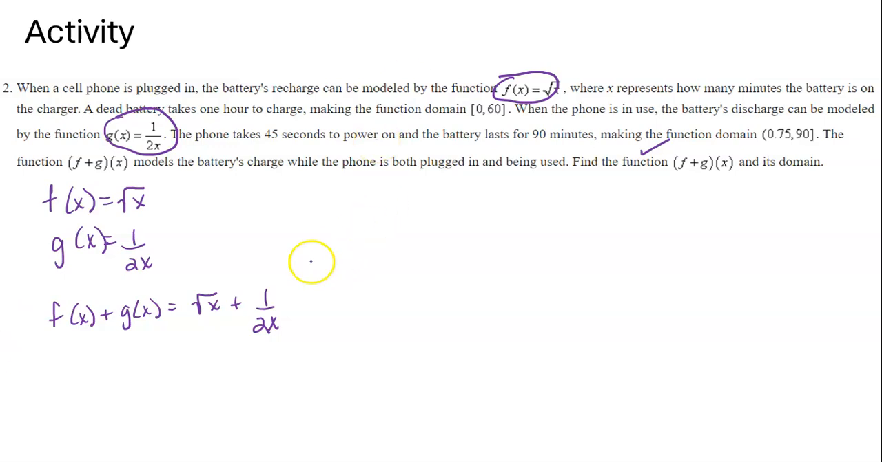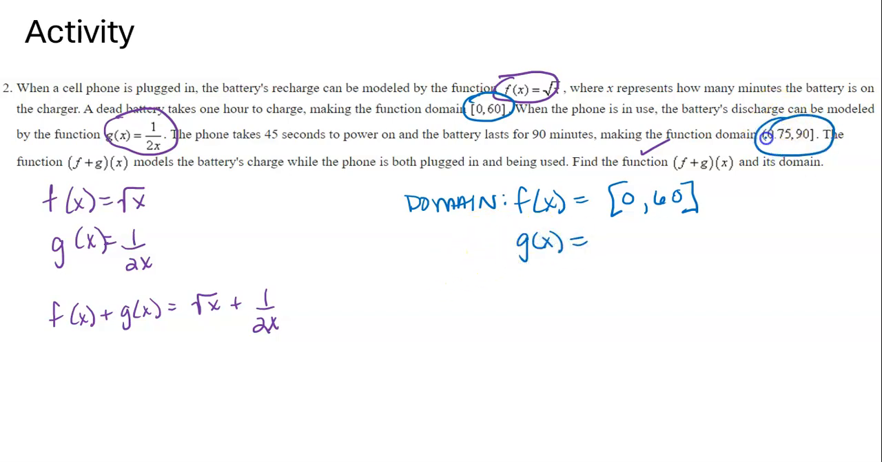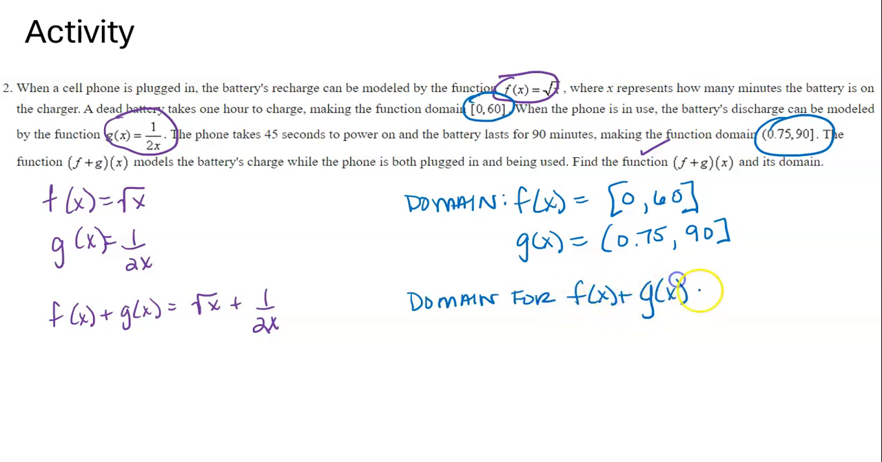Let me get another color here. Okay, so domain. For f of x, we know that the domain is 0 to 60, and that includes both. For g of x, we know the domain is 0.75, which it does not include, to 90. So the domain for f of x plus g of x is going to be the most restrictive that we can have.